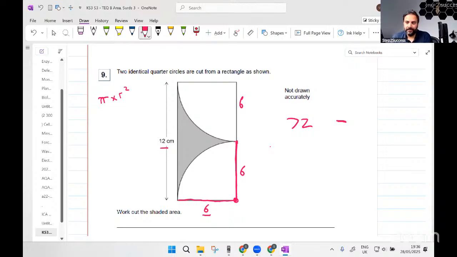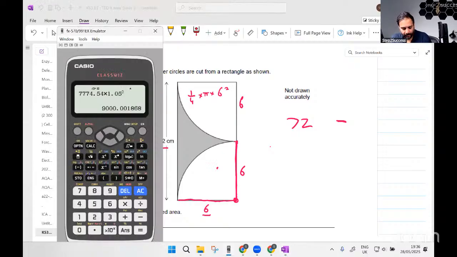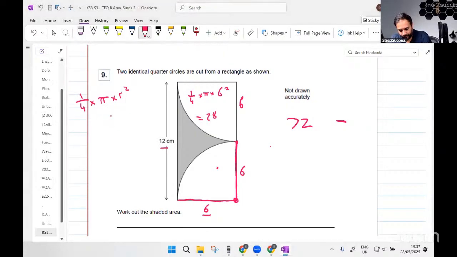If it's not a full circle, a quarter of a circle, you just do a quarter of that formula. So this area is a quarter times pi times the radius, which we said was 6 squared. And this will be exactly the same. So a quarter times pi times 6 squared is 28.3, let's call it, which means this is also 28.3.